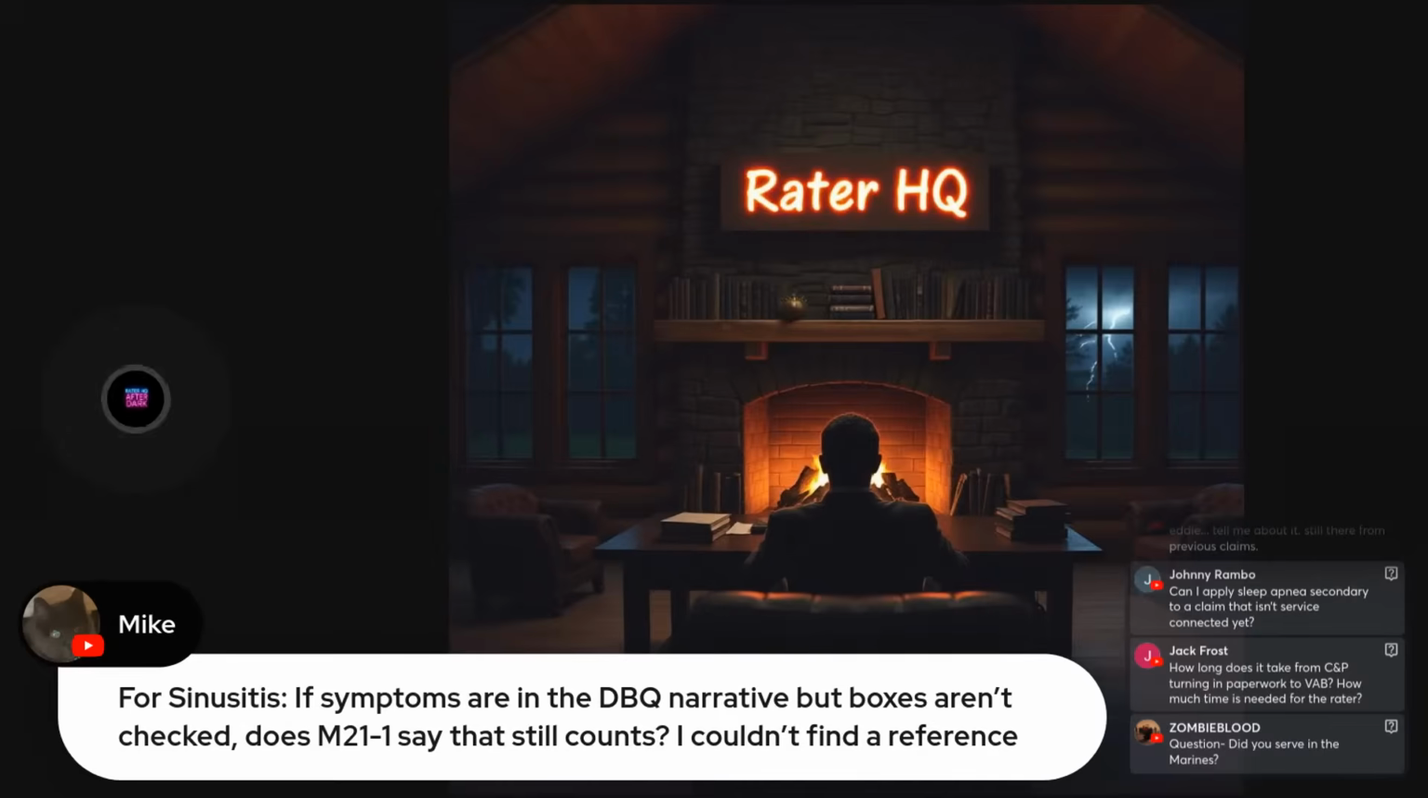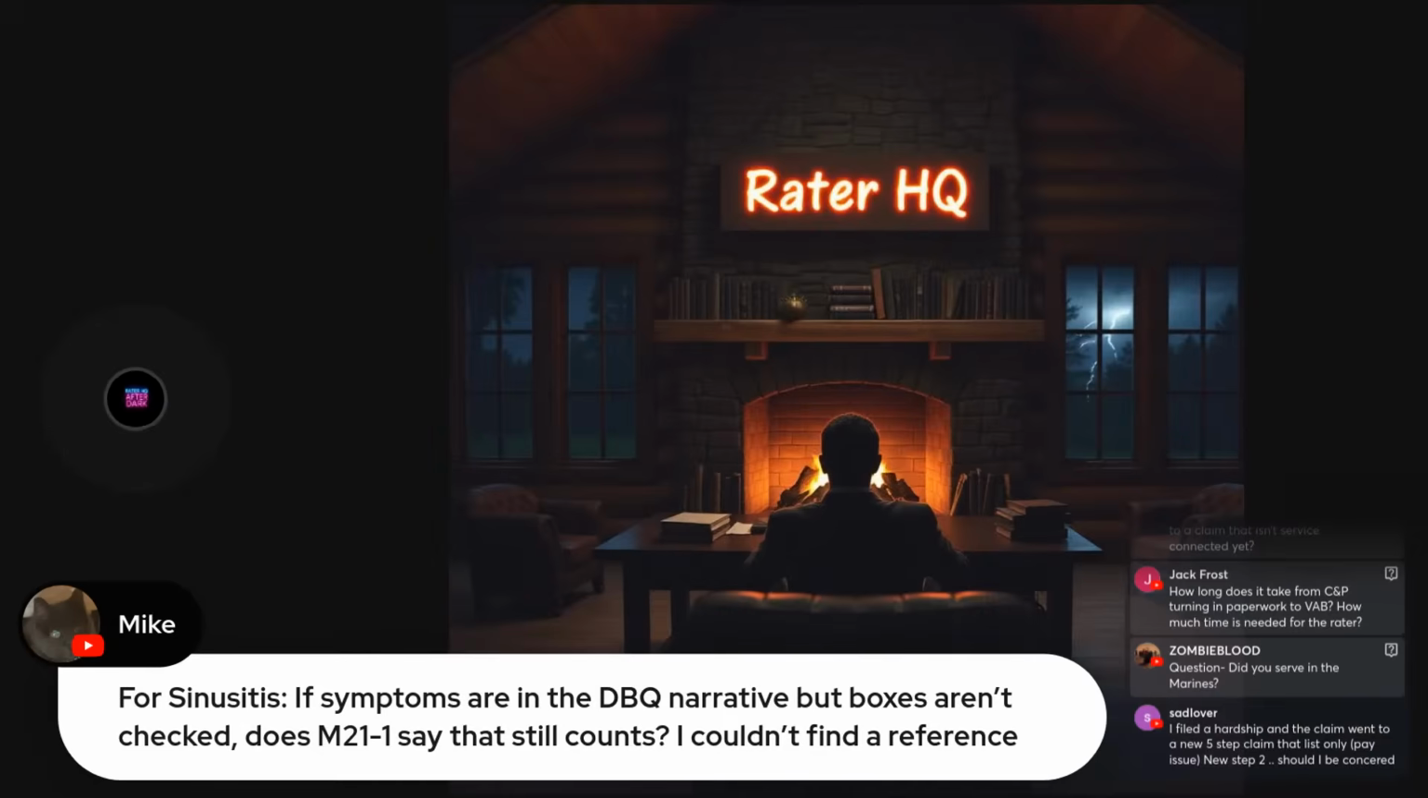What would need to happen is the exam would have to go back, if the claim's still open. The exam would have to have the conflicting evidence resolved. Either it should be checked or it shouldn't be checked, and they need to account for that with a rationale. They failed to provide a rationale as to why the symptoms don't meet criteria currently. Now, if that claim has ended, right?